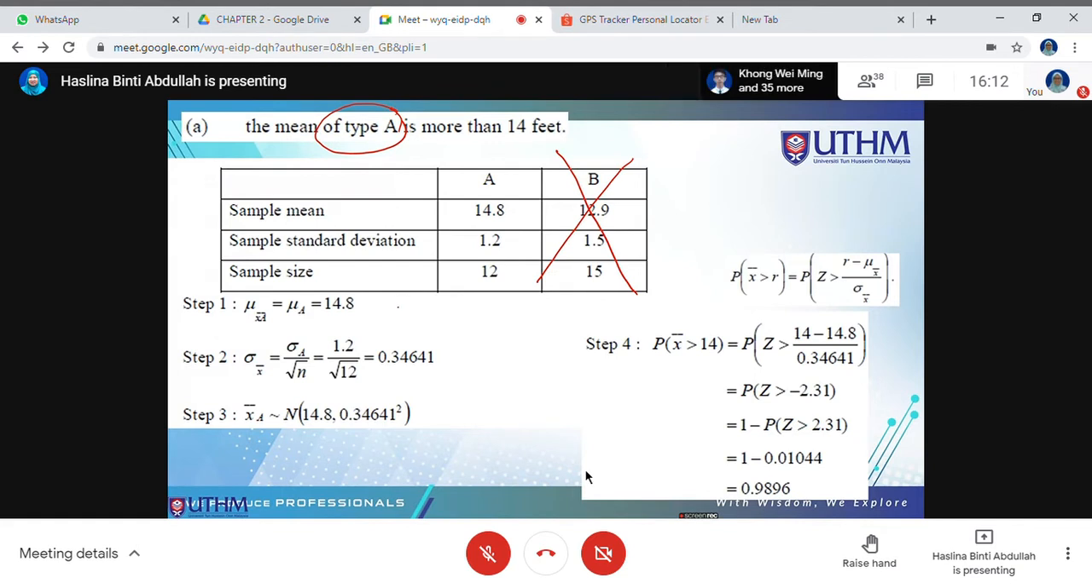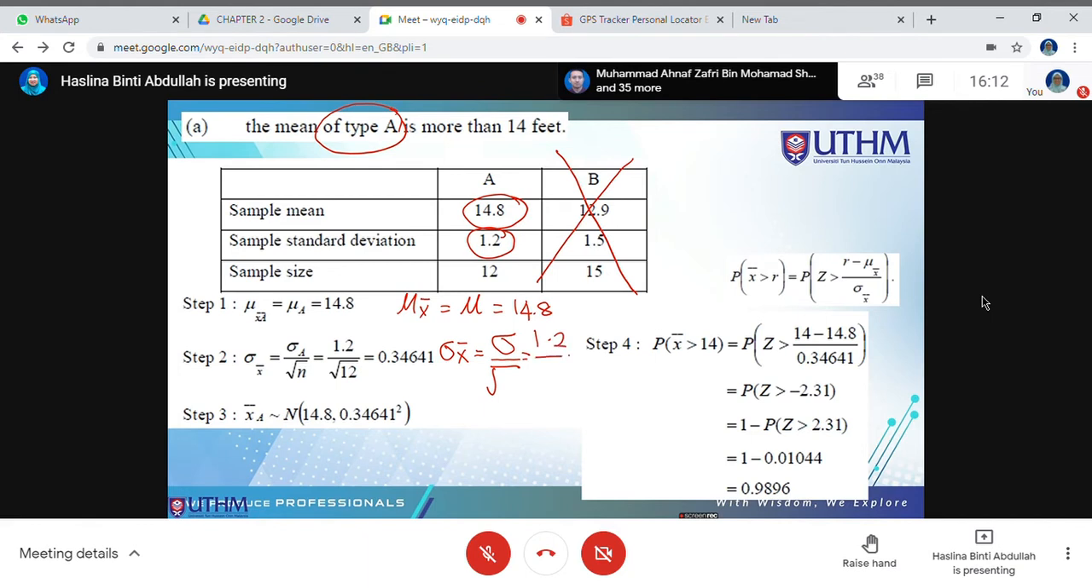Step 1, you need to write mu X bar is equal to mu, which is equal to 14.8. This one is step 1. Step 2, you need to find the value of sigma for the sample using this formula: sigma population divided by the square root of the number of samples. The value for sigma population is given as 1.2.